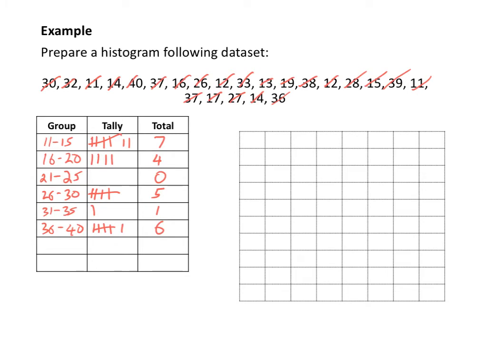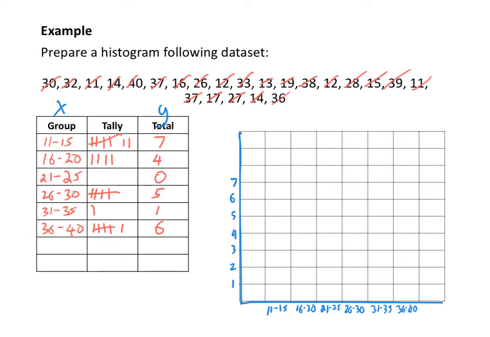Once the frequency table has been completed, you can start filling in the histogram. The first step is to draw in your X and your Y axes. Once you've drawn in the axes, add in your scale for your X axis, which is each of the groups from your frequency table: 11 to 15, 16 to 20, and so on. Then add in your scale for your Y axis, which is the frequency, and that needs to go up to 7. So 1, 2, 3, 4, 5, 6, 7.